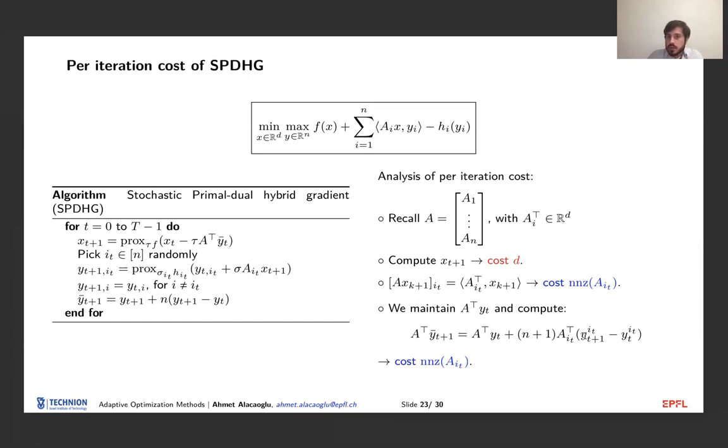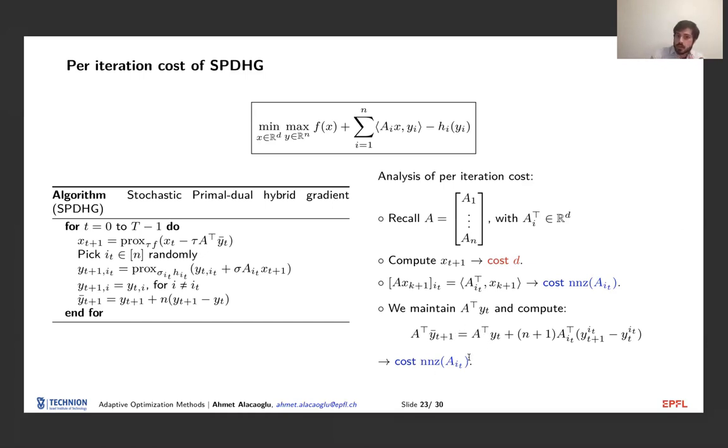So here what we use is that Y_{t+1} and Y_t only differ in the selected index I_t. So we can use this information to only use that part of the matrix. We only use that row. And since we have essentially a sparse update here, the update will only depend on the number of non-zeros of the selected row, because the other entries will be just zeros, and we will not need to do any updates on those.